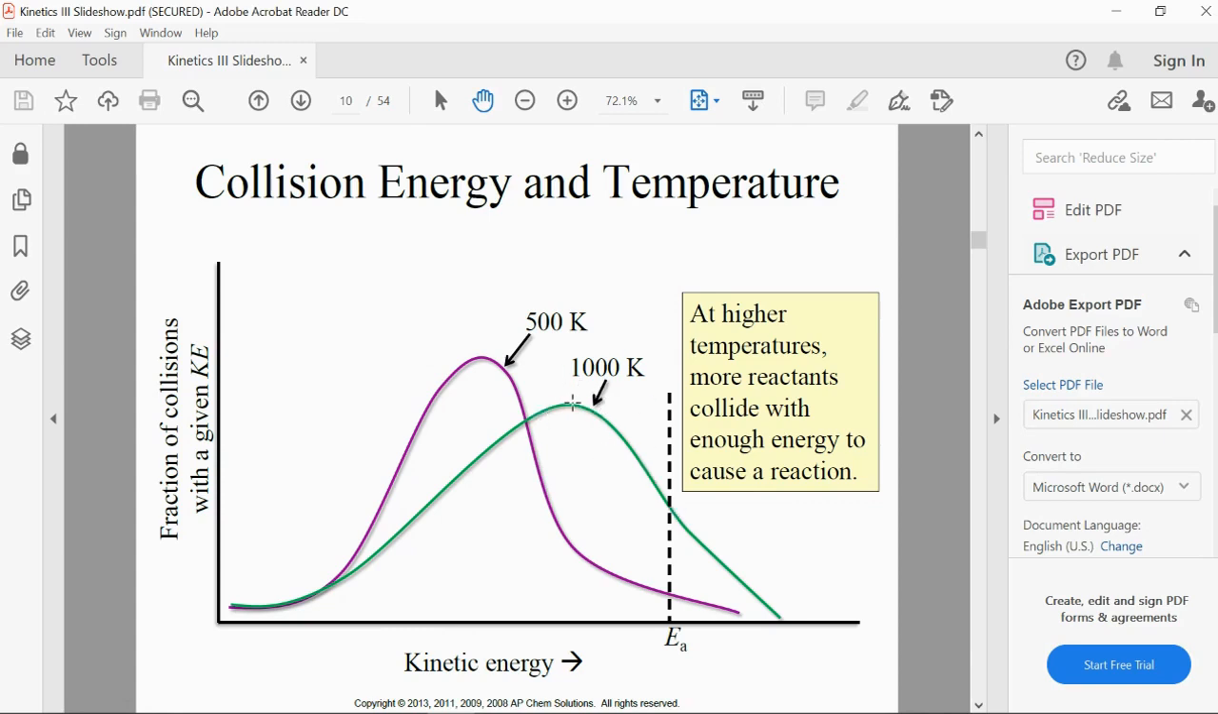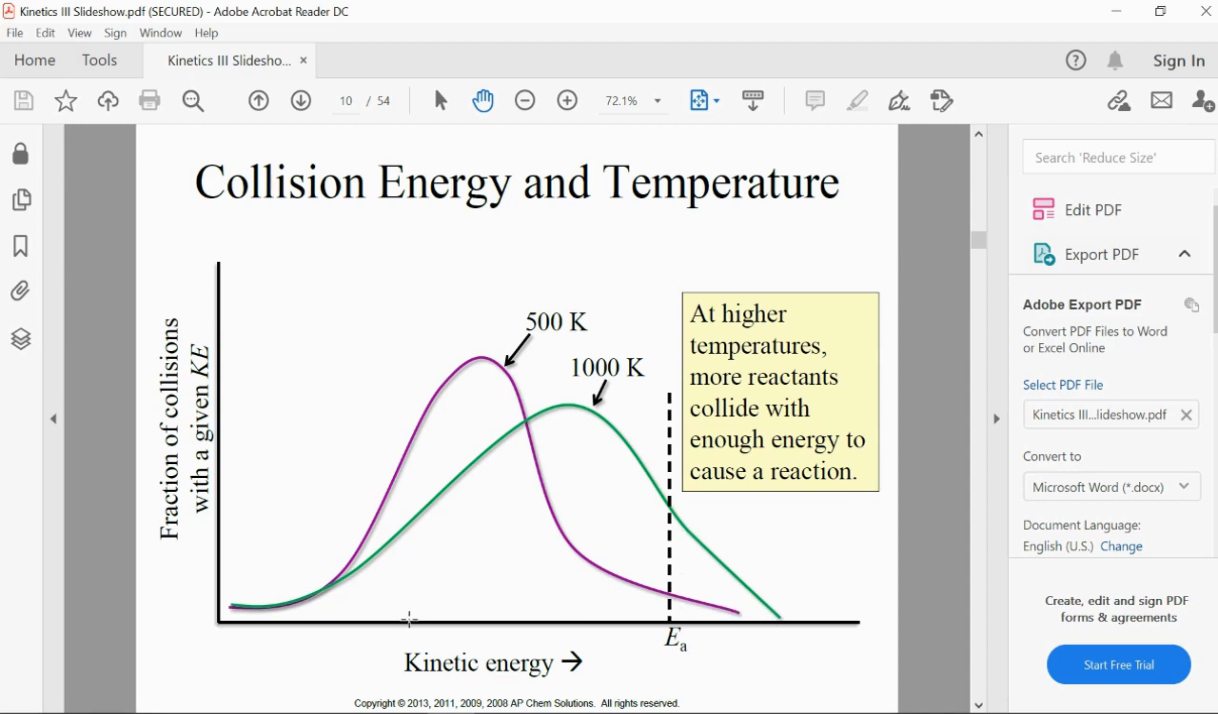They could also ask you to shade the area under the curve of collisions that actually produce reactants for a particular temperature. So let's say they say do it for the 1000 Kelvin temperature. Well, then you would have to make sure you shade the area to the right of that activation energy threshold, because these are the only ones that actually produce products.